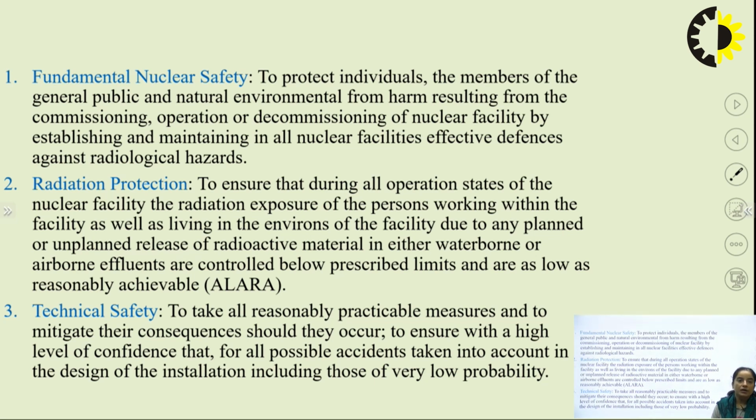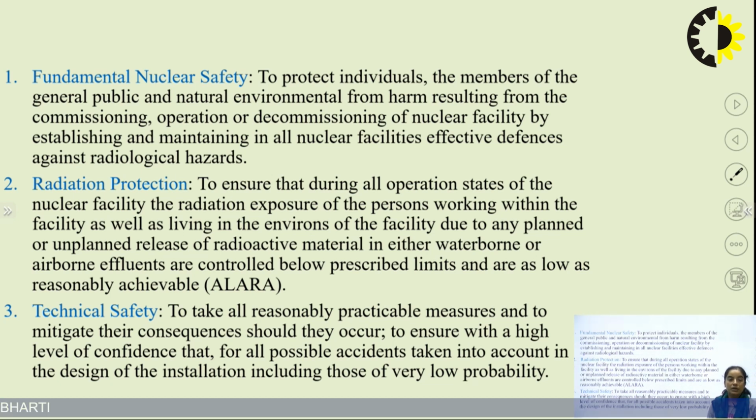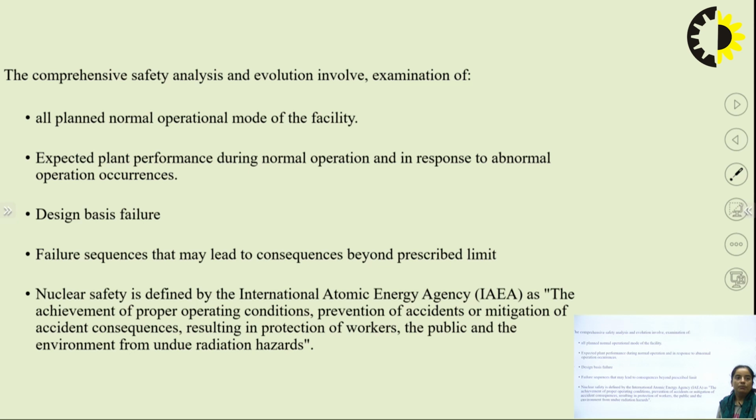This should be maintained: people residing in the vicinity of the nuclear plant, as well as in the plant itself, should not be affected by any kind of waterborne or airborne radiation. Technical safety should take all reasonably practicable measures to mitigate the consequences should they occur. These are some points that should always be remembered while designing a nuclear plant.